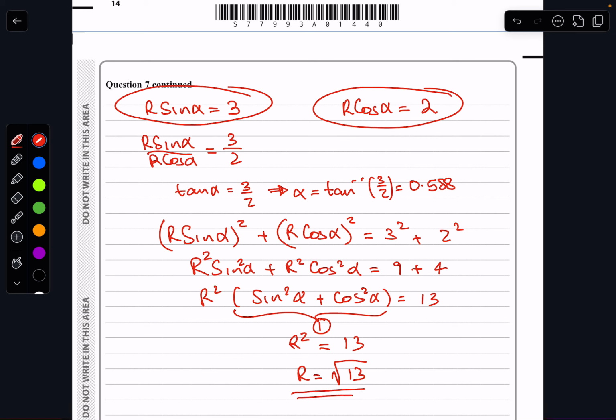I know this is a much longer way to do it, but I wanted to show you all the steps that you can take in order to do it, just in case you forget it. So now you have your value of alpha and your value of r.